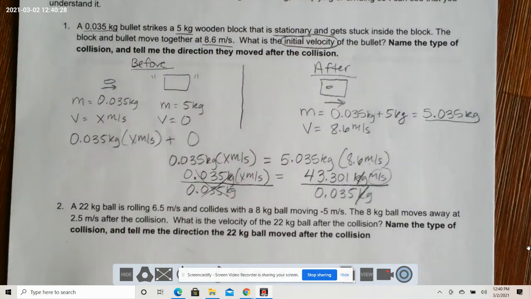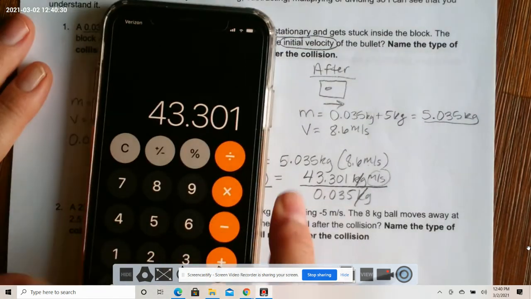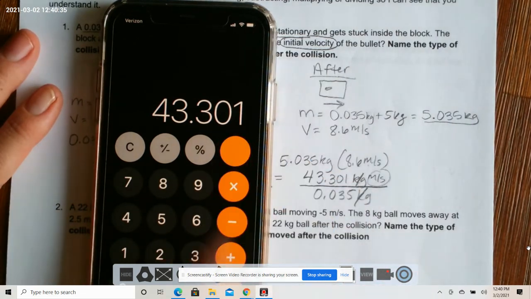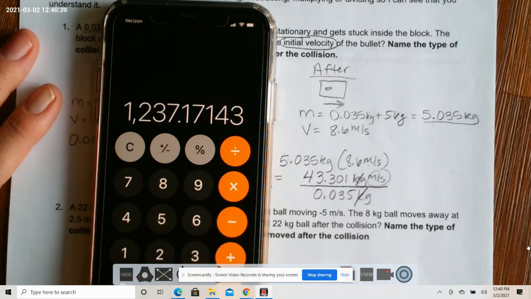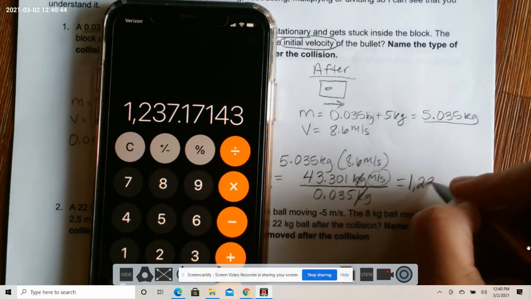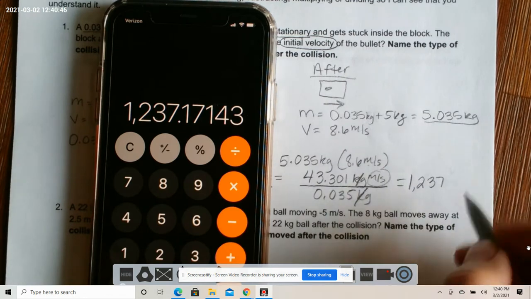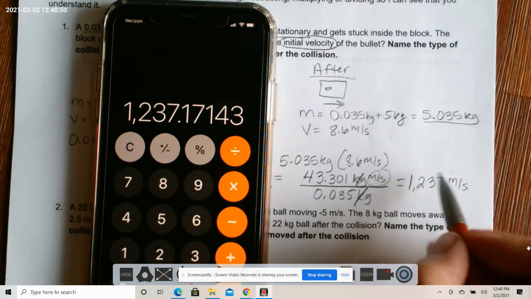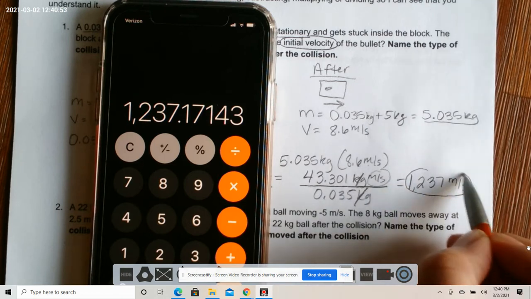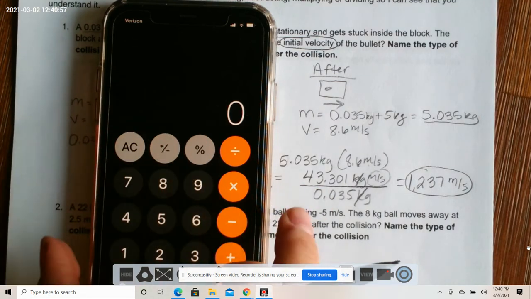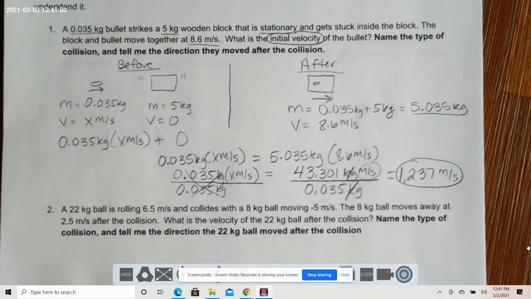Since I already have that number 43.301 plugged into my calculator, I'm just going to hit divided by 0.035, and that's going to give me 1,237, and I'm just going to leave it at that. I'm not going to go any further. Meters per second. That's how fast the bullet was traveling before the collision. Okay, so let's do the next one.